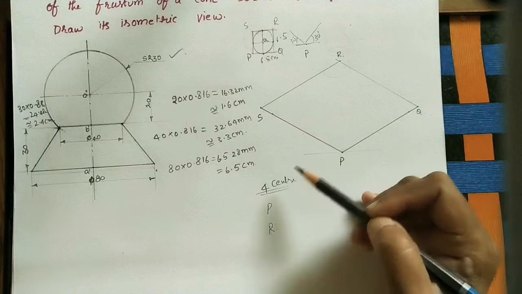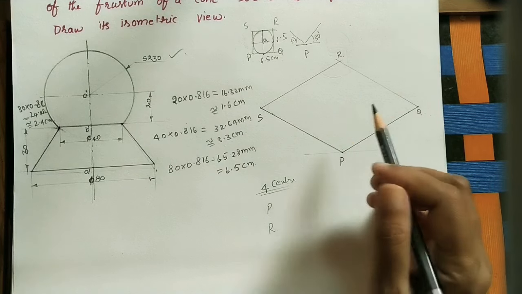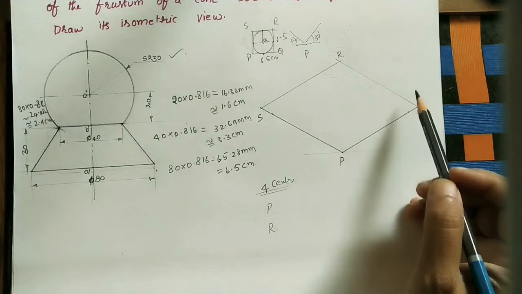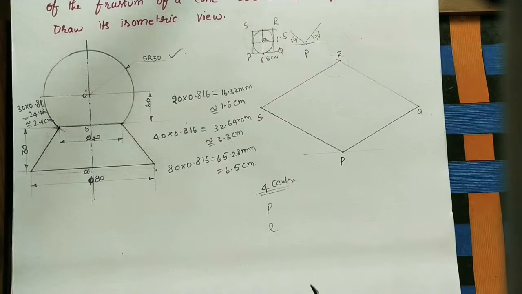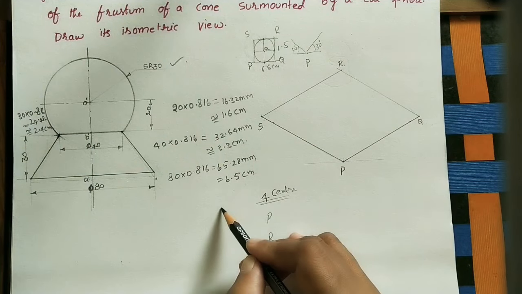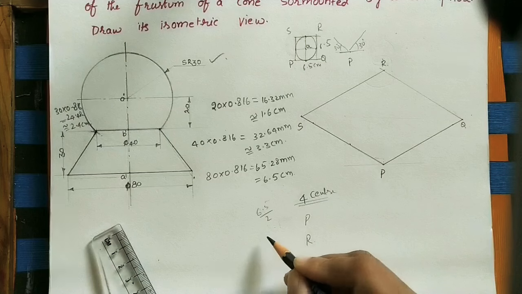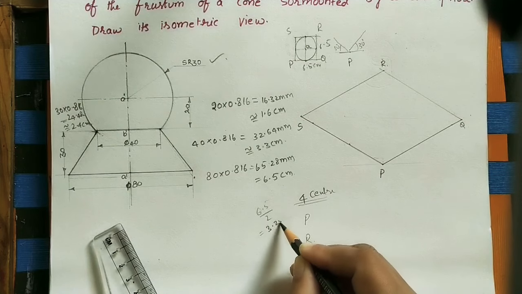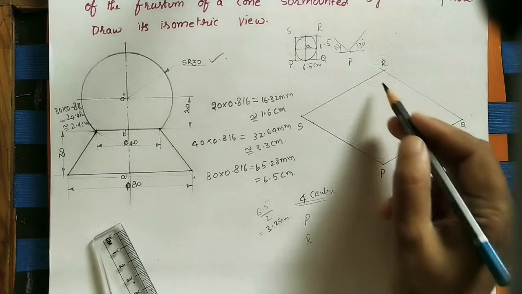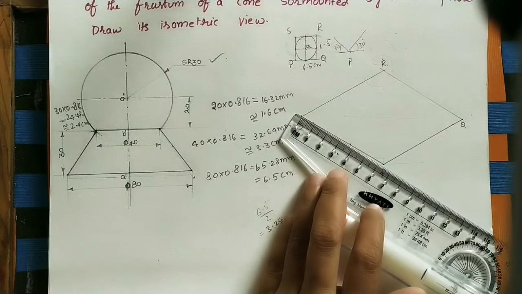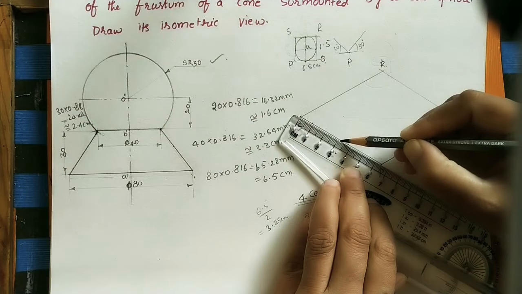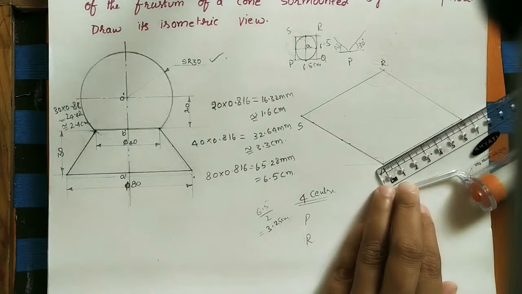How to get the remaining two centers? Here we have one procedure. Just mark the middle points at all four sides. Middle point means this length 6.5 divided by 2. 6.5 by 2 is 3.25 centimeters. Let us take 3.25 centimeters on each side of this rhombus. So it is 3.25. Now this side also mark.